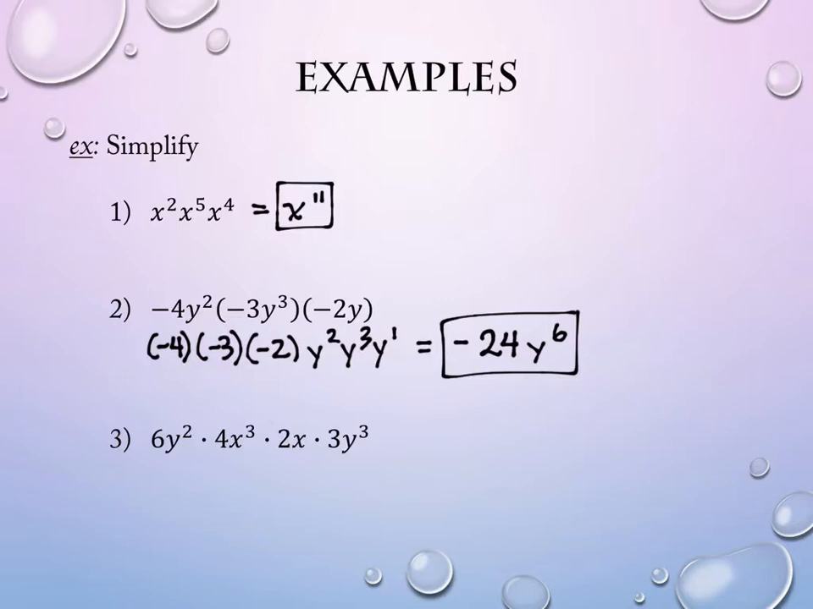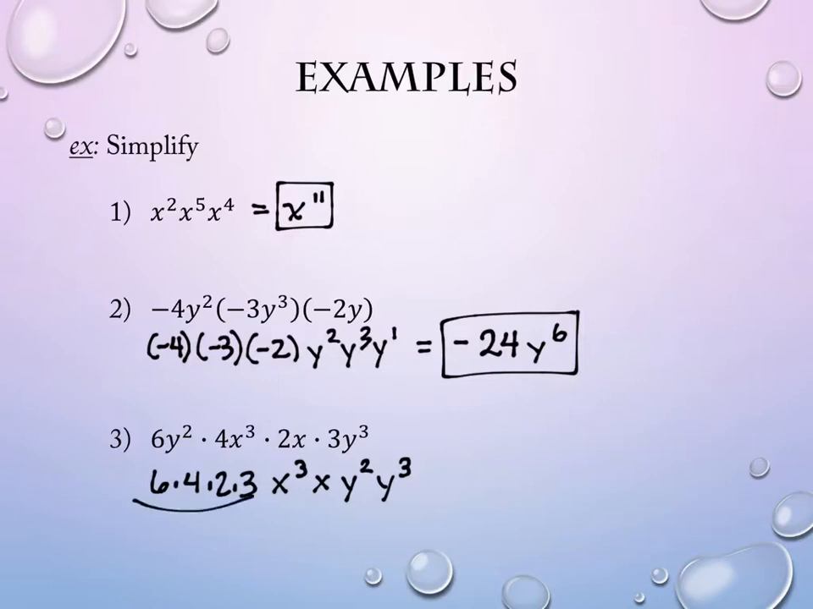All right, cool. Let's do another one. Now, this one has the caveat that there's some x's and there's some y's. So again, if you want to reorganize them and put all the numbers together, 6 times 4 times 2 times 3, and put all the variables together, it doesn't really matter what order you do. I usually go alphabetical personally. It's x cubed and x, and then y squared and y cubed. If you don't go alphabetical, it's fine, it doesn't matter.